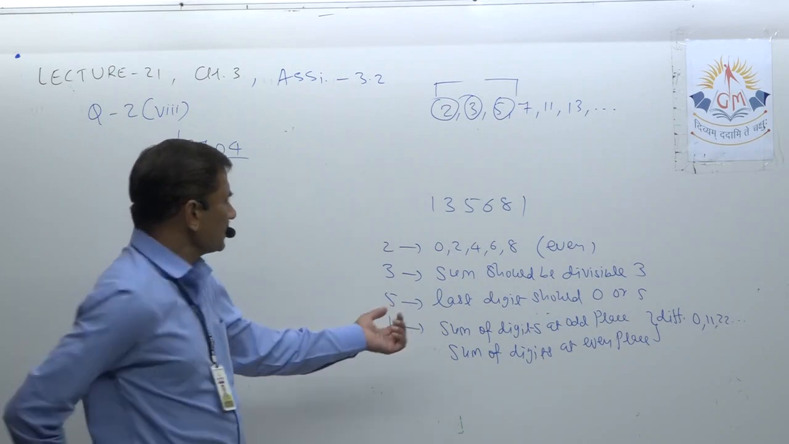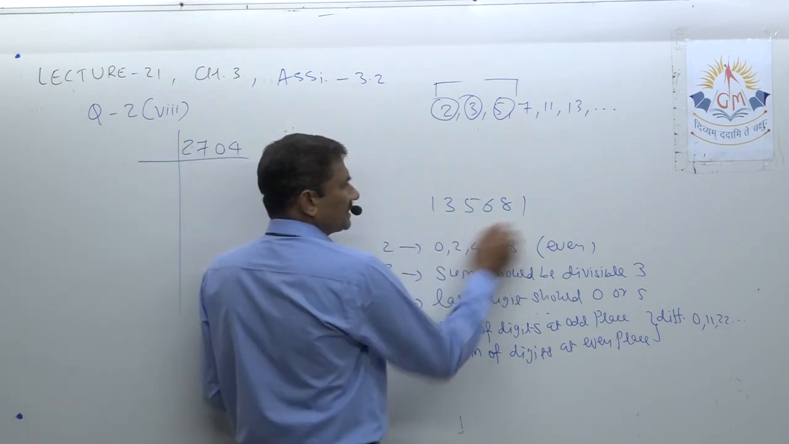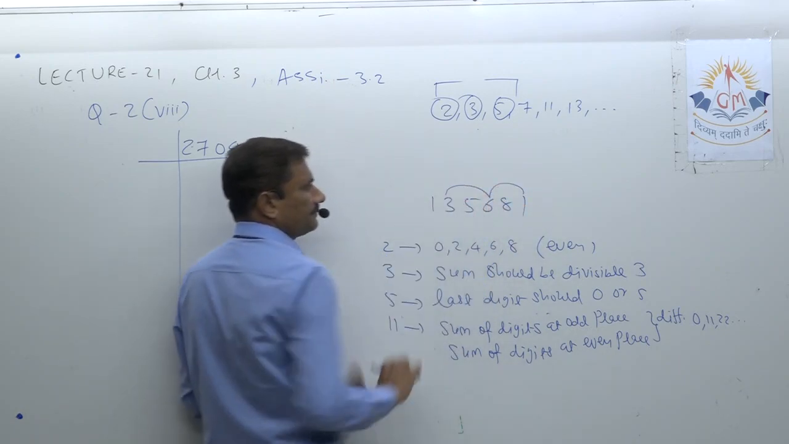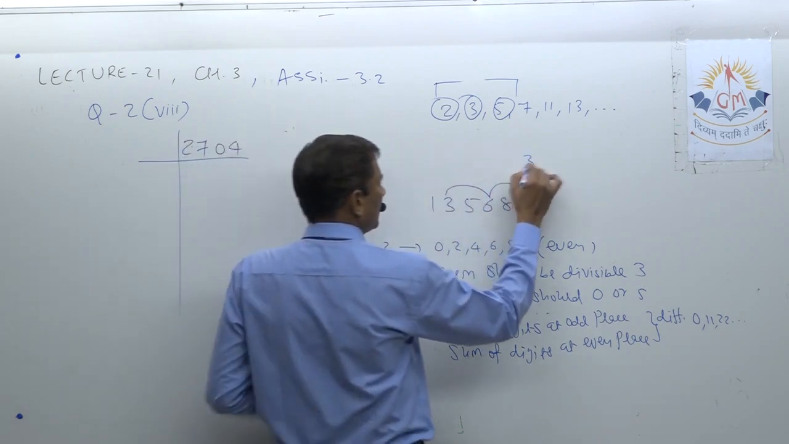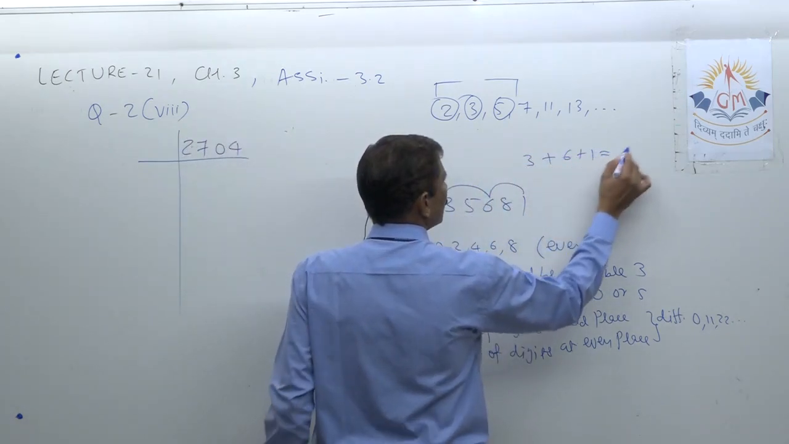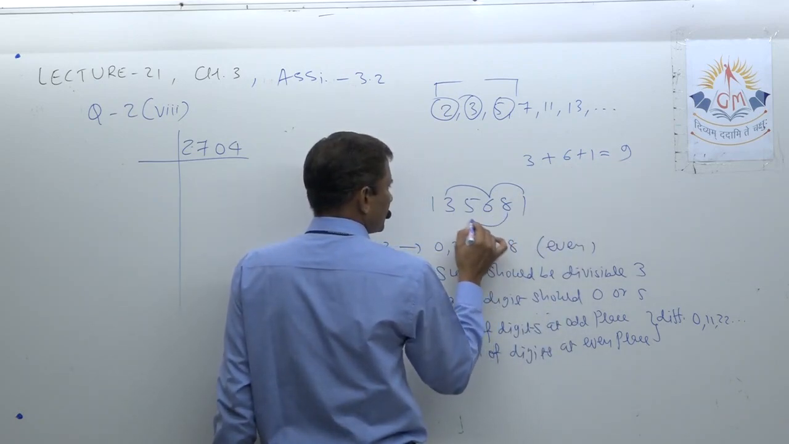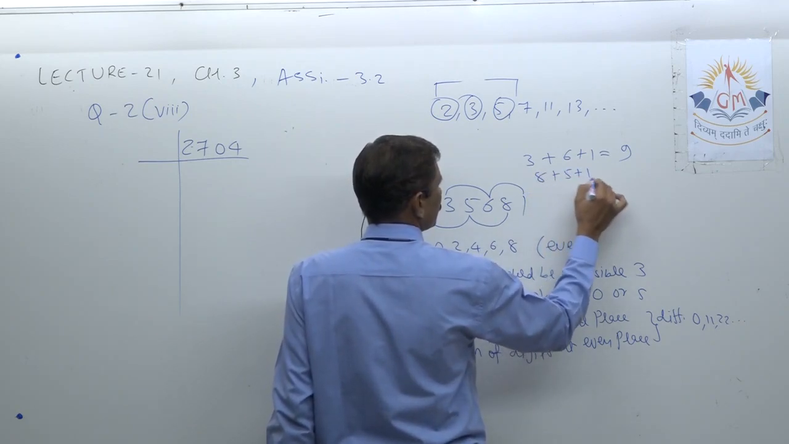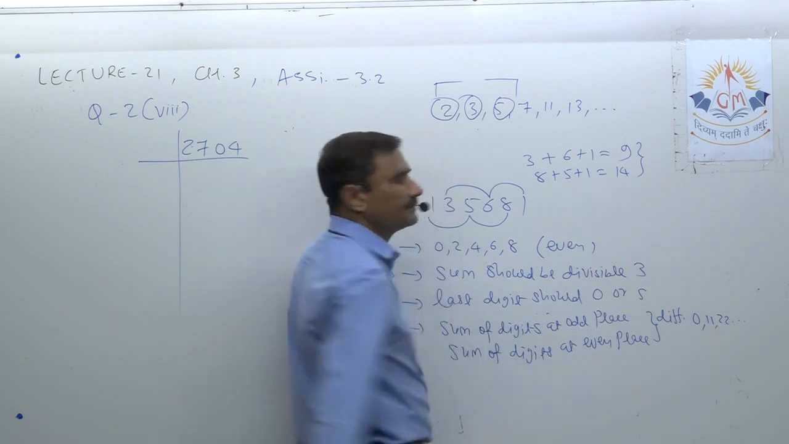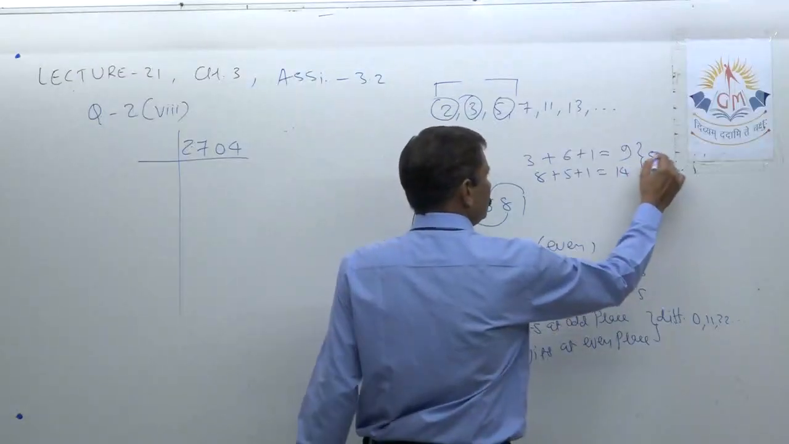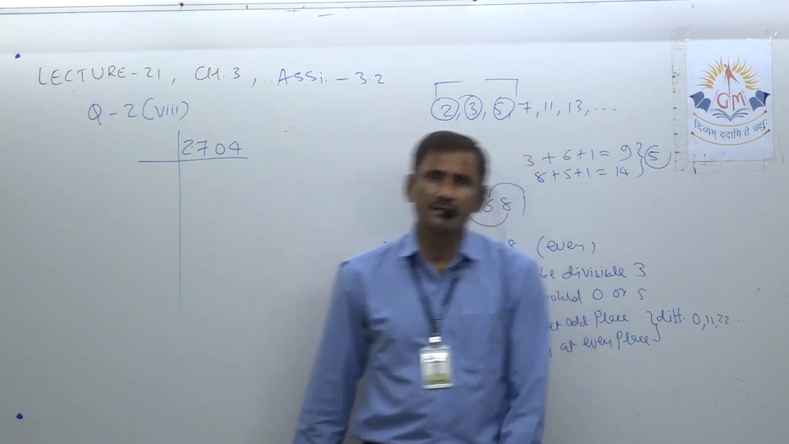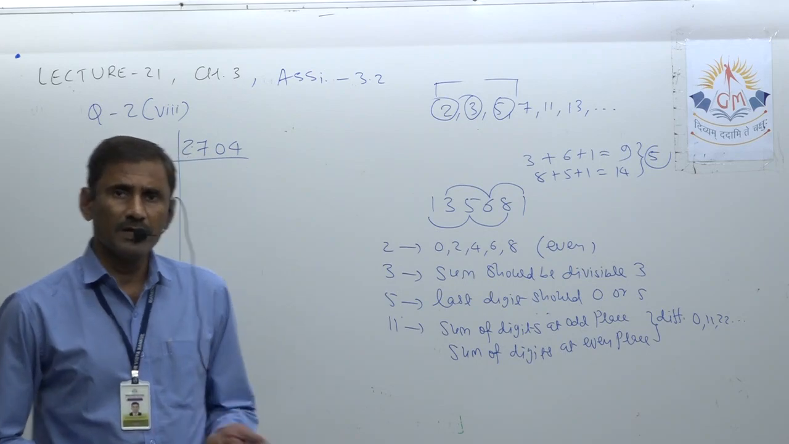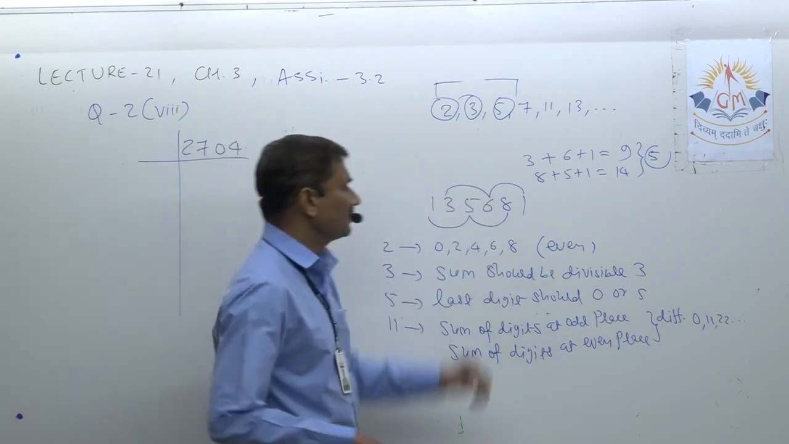Suppose I want to check whether this number is divisible by 11 or not. These are the odd place digits: 3 plus 6 plus 1, 9. Now these are the even place digits: 8 plus 5 plus 1, 14. Now take the difference. The difference is 5. It should be 0 or 11 like that, means the difference should be a multiple of 11. Then only you can say the number is divisible. So this number is not divisible by 11.